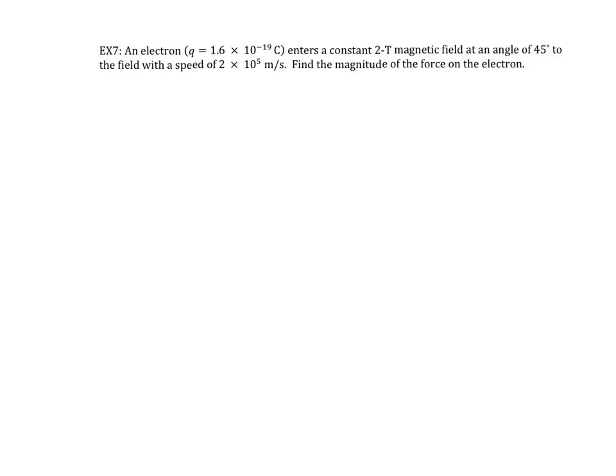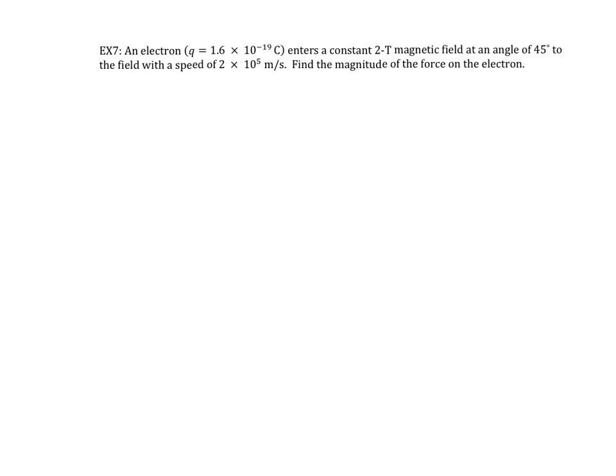Now this example mathematically is actually not very hard to figure out. The problem is, what does all of this mean? Where is what? When you look at example 7, it says an electron, and then in parentheses Q equals 1.6 times 10 to the negative 19 C, enters a constant 2 T magnetic field at an angle of 45 degrees to the field with a speed of 2 times 10 to the 5 meters per second. Find the magnitude of the force on the electron.